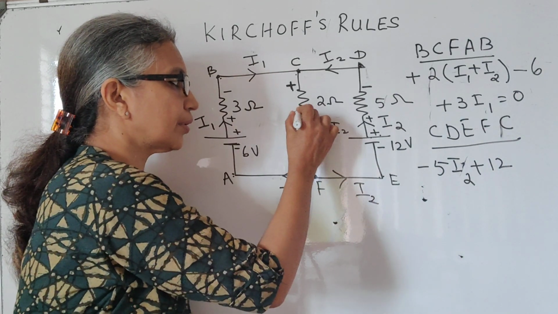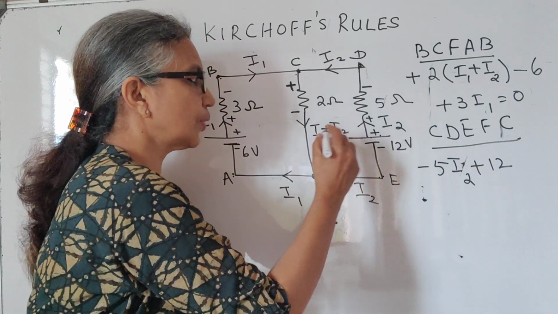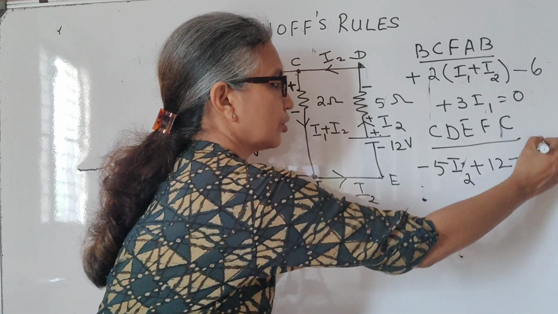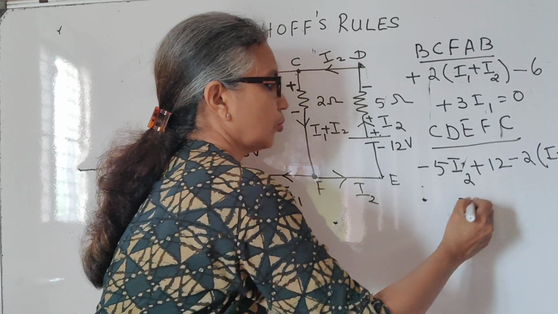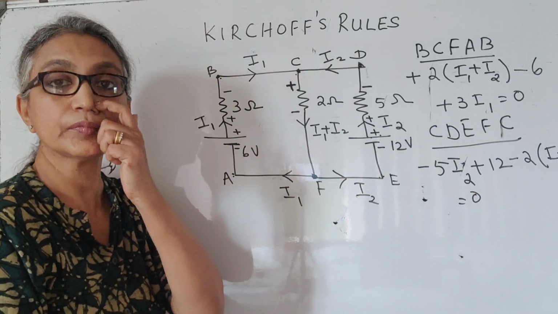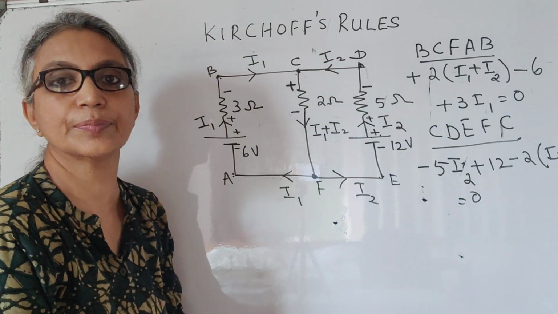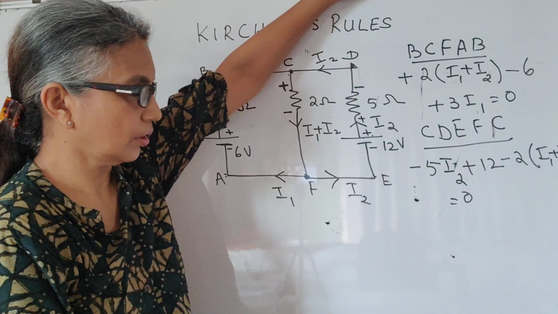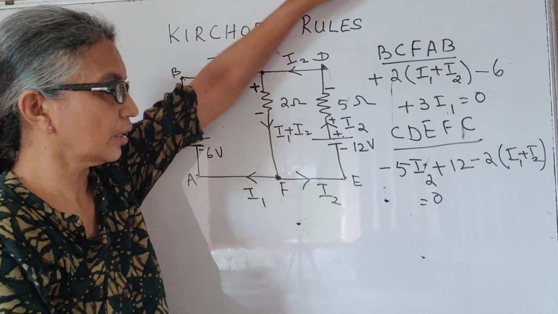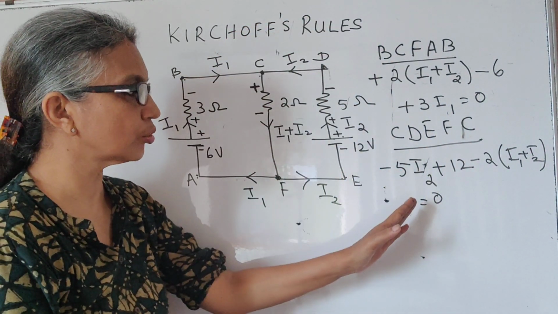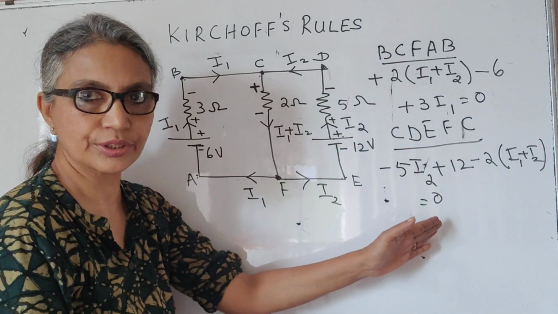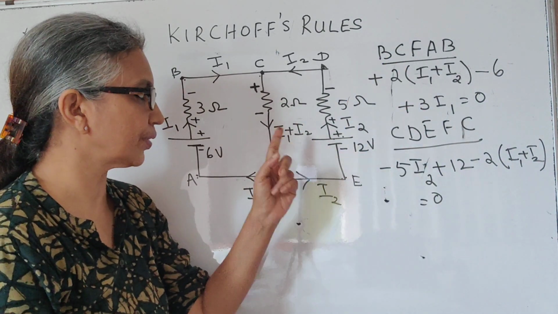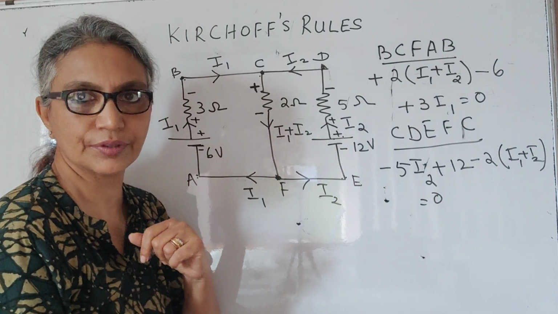Here there is no resistor, so I don't write anything. When I come here, I'm entering through the negative, so then we have minus 2 into I1 plus I2 must be equal to 0. Right? So now I've got two equations. I've got one equation here and another equation here, and I've got two variables, I1 and I2.